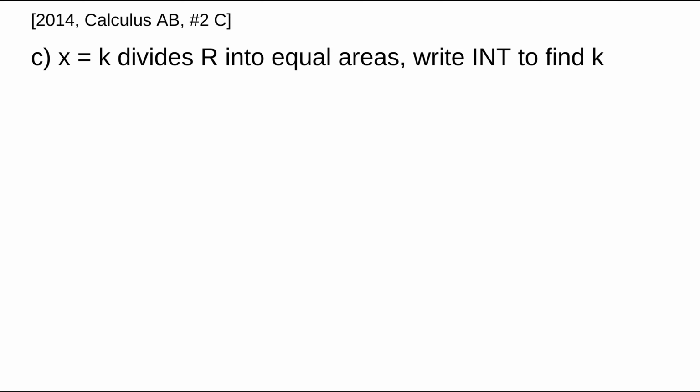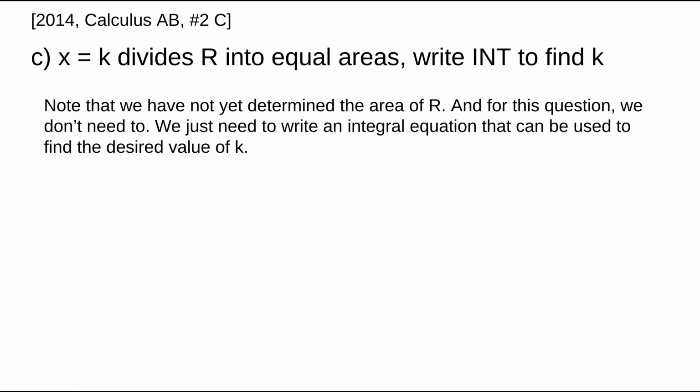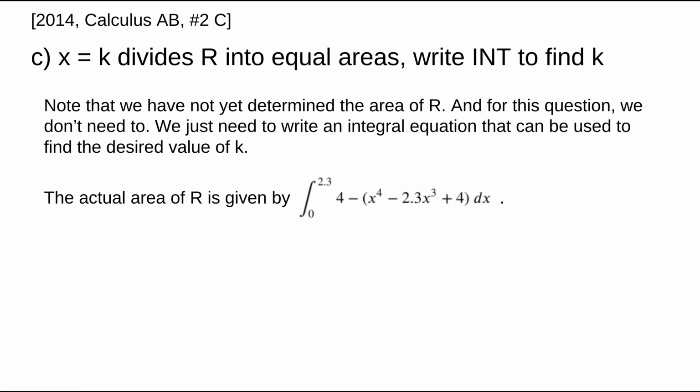In part C of the question, we are told that the vertical line x equals k divides the region R into equal areas, and we are asked to write an integral involving k that we could use to find the value of k. All right, so we haven't actually found the area of region R. We haven't done that in any part of this question. And it turns out that in this question, we don't actually have to know the area of R. We just have to set up an integral involving k, where if we solved it for k, we would have divided the region into two equal areas.